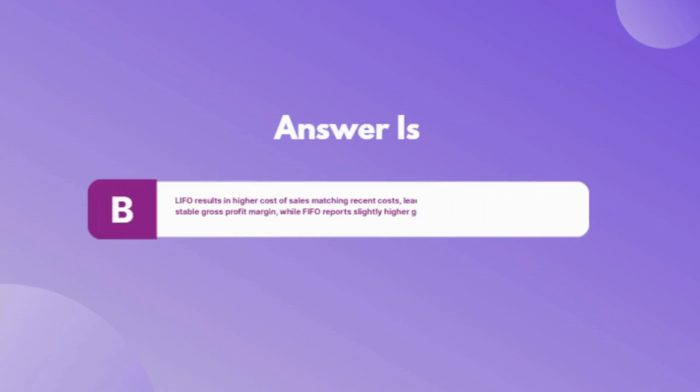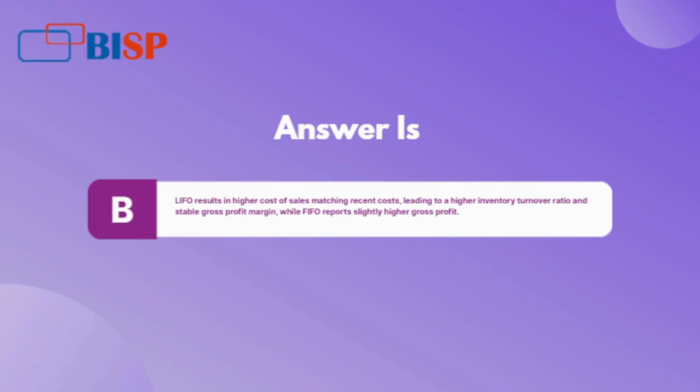Answer is B. LIFO results in higher cost of sales matching recent costs, leading to a higher inventory turnover ratio and stable gross profit margin, while FIFO reports slightly higher gross profit.